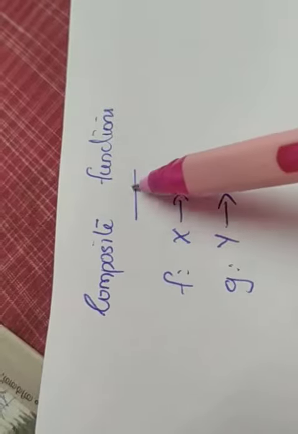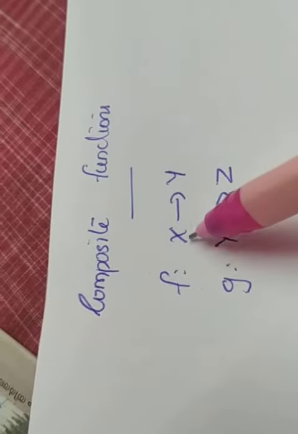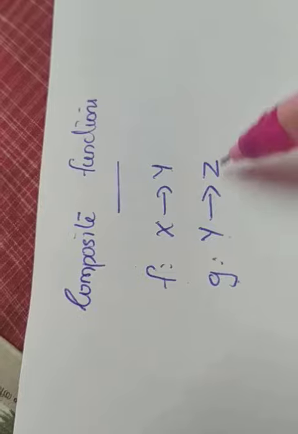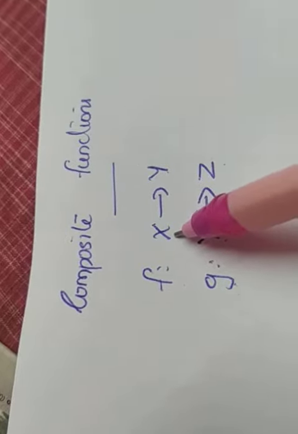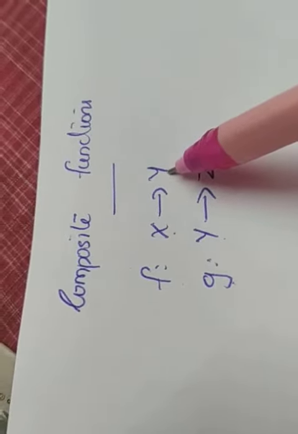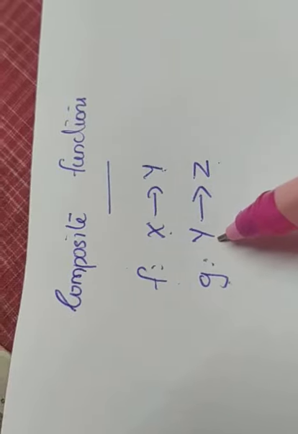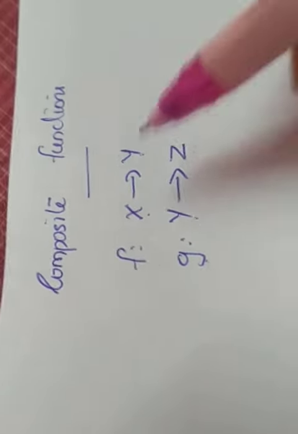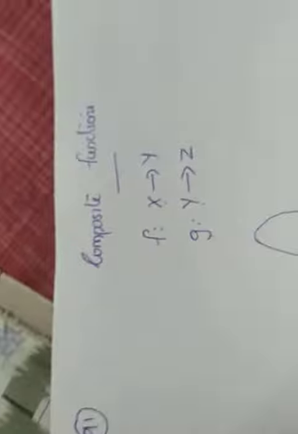To deal with composite functions, let f be a function from X to Y and g be a function from Y to Z. The domain of f is X, the codomain of f is Y. In the same way, the domain of g is Y and the codomain of g is Z. So I am drawing f and g.